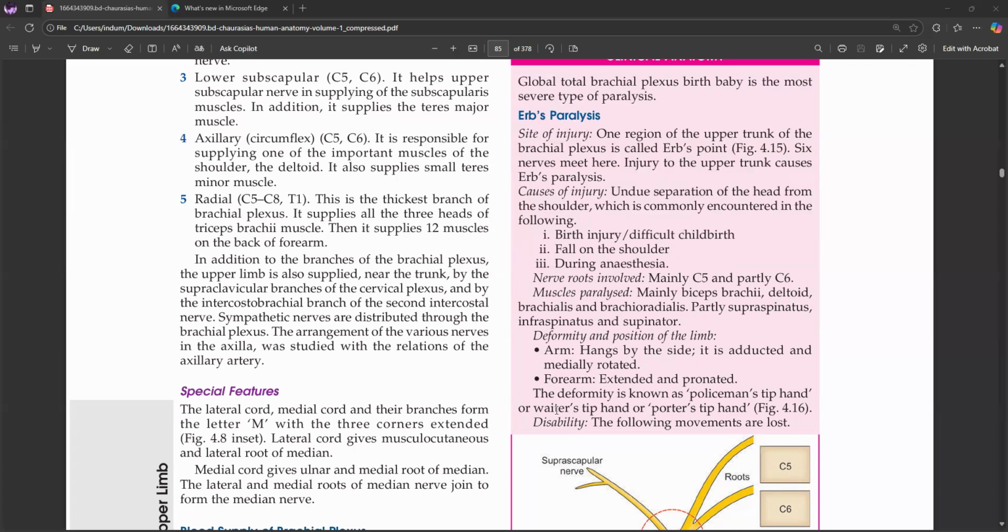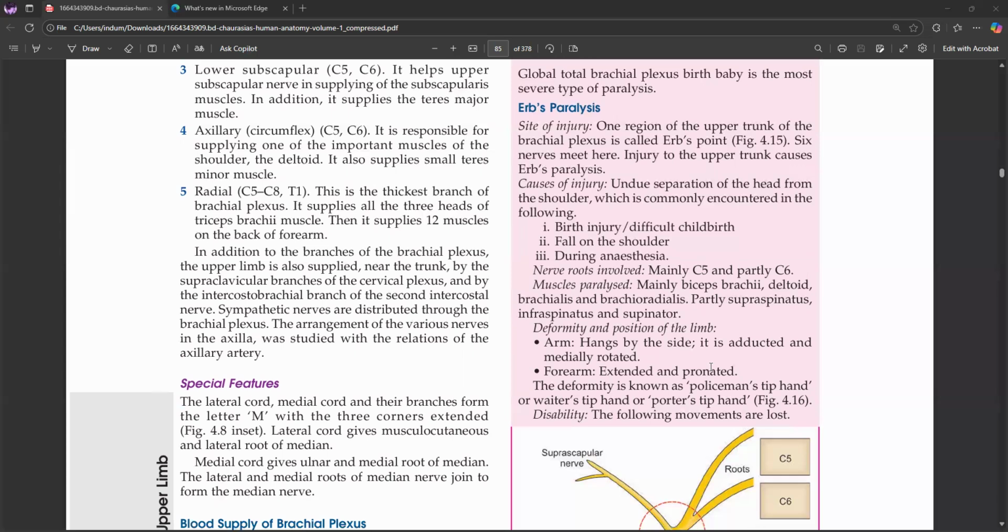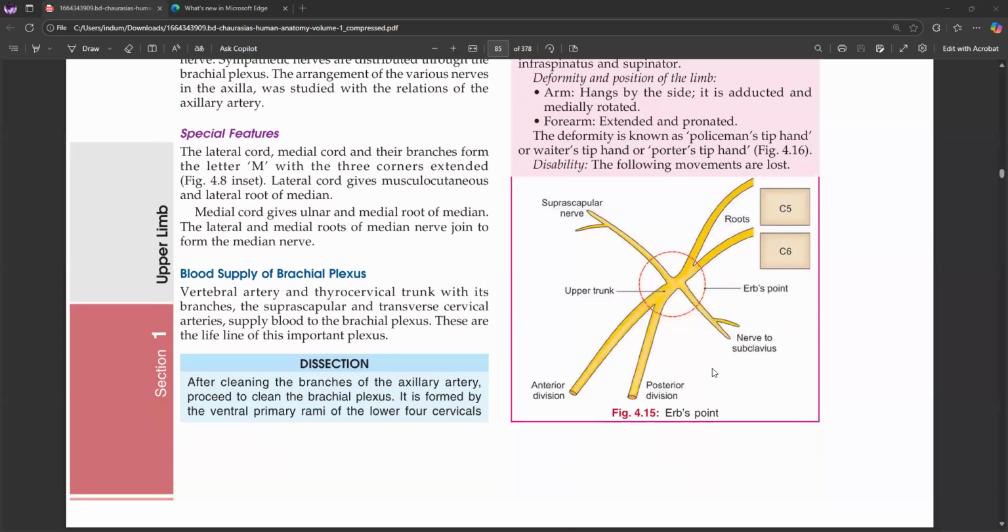Muscles paralyzed, mainly biceps brachii, deltoid, brachialis, and brachioradialis. Partly supraspinatus, infraspinatus, and supinator. Deformity and position of the limb. Arm hangs by the side, it is adducted and medially rotated. Forearm extended and pronated. The deformity is known as policeman's tip hand or waiter's tip hand or porter's tip hand, figure 4.16.